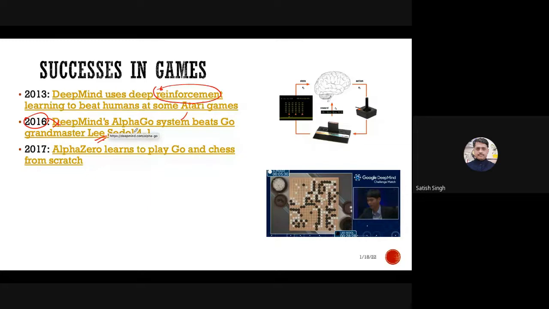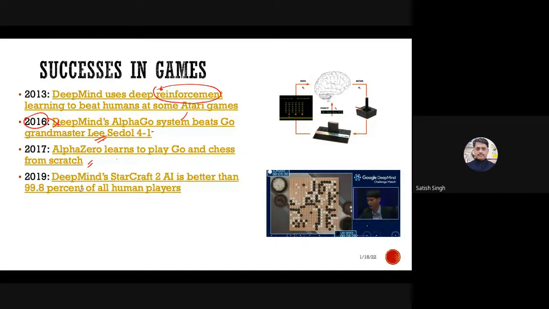So deep learning based machines are completely replacing the humans. In 2017, AlphaZero learned to play Go and chess from scratch. Earlier these were trained, but here machines are now learning from scratch. They themselves are learning how to play the games. In 2019, DeepMind's StarCraft 2 AI was better than 99.8% of all human players.